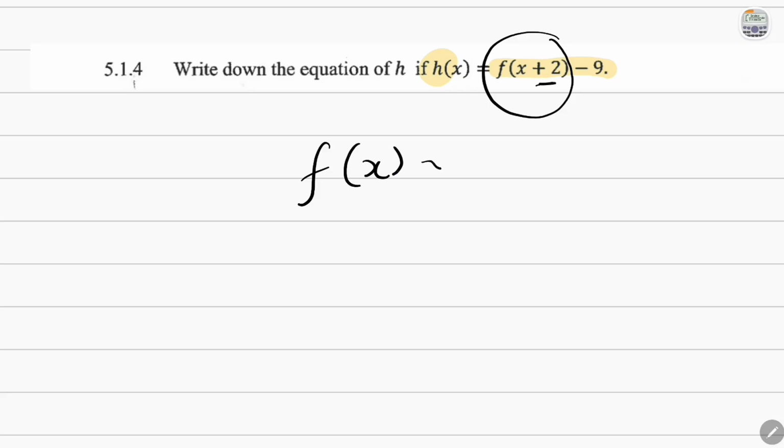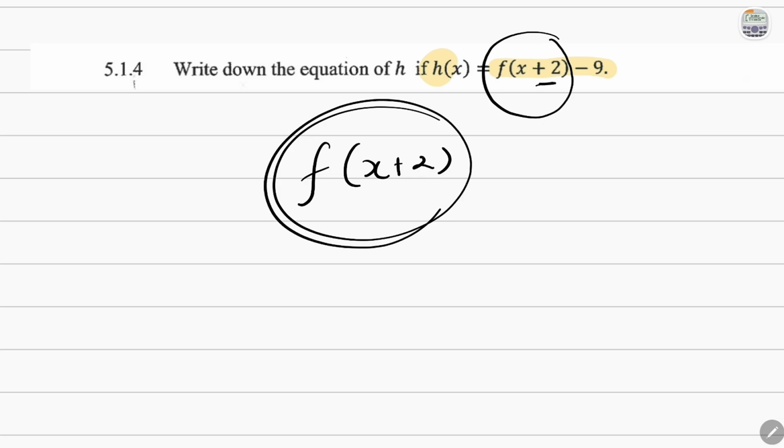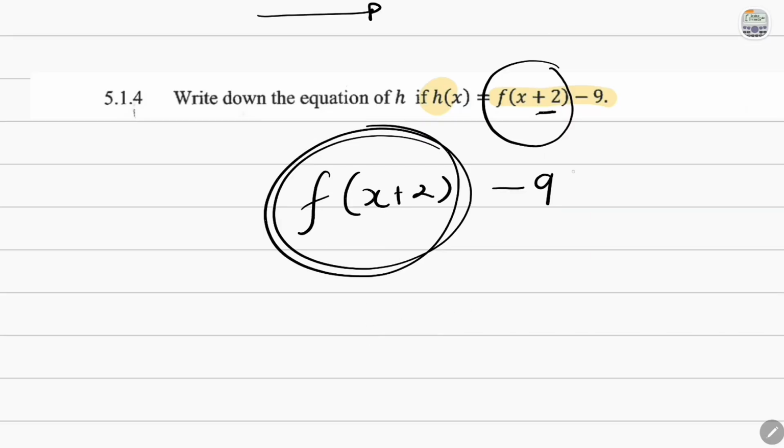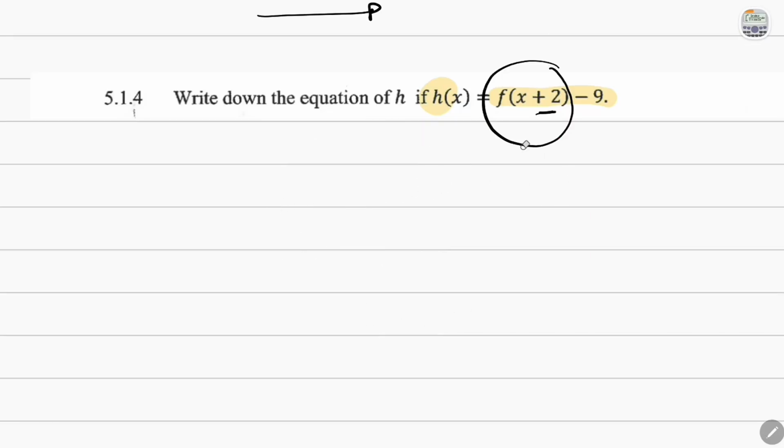f of x equals what. Okay, f of x plus 2 specifically. But this represents y. And now what they have done is taken this and said minus 9. So they've taken the y values and subtracted 9 from it. Okay, so we're just going to apply this to this graph of f.